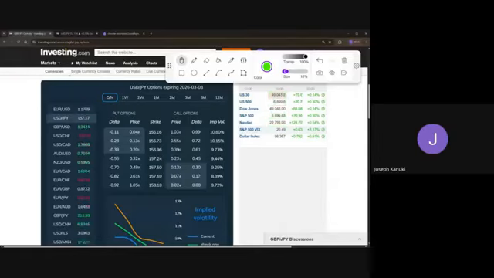Umepotea wapi? Screen. How do you know if IV is low? How do you know if IV is low? Basically the numbers are here. Numbers the IV ziko hapa hivi. So you can basically see a low IV and a high IV. The lowest IV here is probably 8.39.